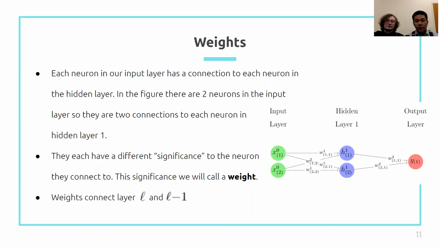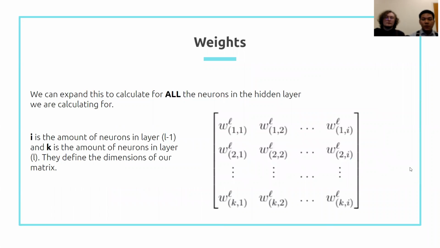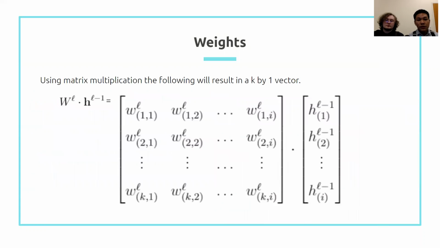Weights connect all the layers, layer L and L minus 1. So in this image, we have weights between the input layer and hidden layer 1, and hidden layer 1 and the output layer. We're going to expand the weights to be a K by I matrix, W^L sub KI, where I is the amount of neurons in layer L minus 1 and K is the amount of neurons in layer L. Then we're going to multiply this by H^(L-1), and this will result in a K by 1 vector.